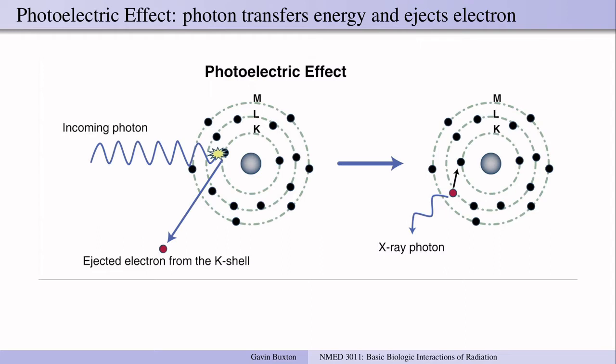Now, this gets released in what's called characteristic radiation. The reason it's called characteristic radiation is because it's characteristic of that atom. It's almost like a fingerprint that tells you what that atom is, in a way. In soft tissue, this characteristic radiation has relatively low energy and probably isn't going to be of any biological consequence. It's not going to go on to damage the other atoms in any way.